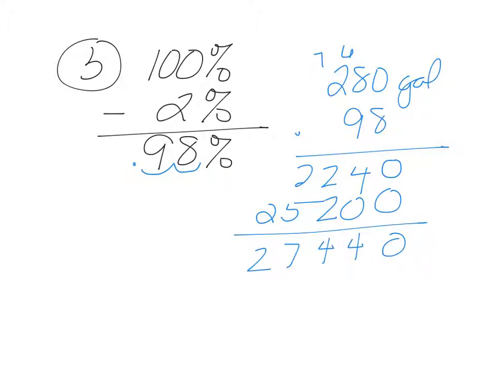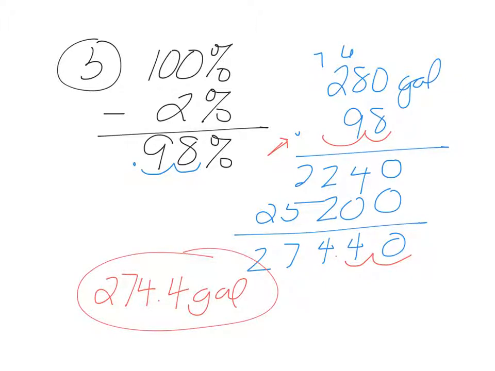And I have 2 decimal spots, 1 and 2. I know my decimal was written right over here, but that was a mistake. So 1, 2 here, and so our answer is 274.4 gallons, and that would be the 98% that is used.